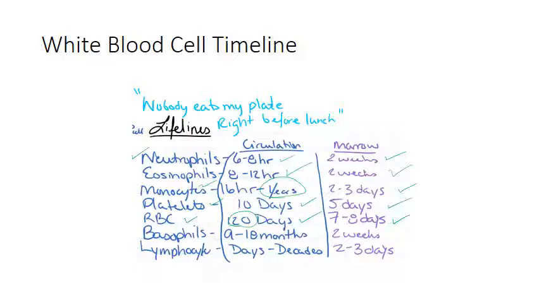So basophils, they last for about 9 to 18 months, which is good. Basophils, and we can just say mast cells. And remember, mast cells and basophils are responsible for creating an inflammatory cascade in the tissue. So they usually take about 2 weeks in the bone marrow to produce and to mature. And finally, our lymphocyte can take from days to decades in circulation, and they take about 2 to 3 days to be created.